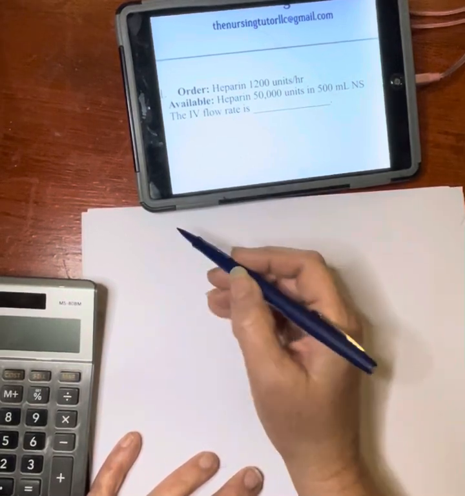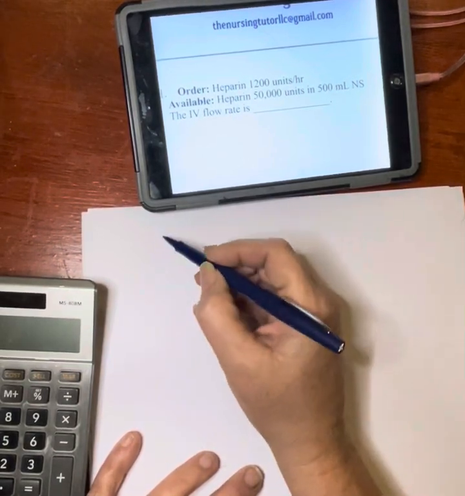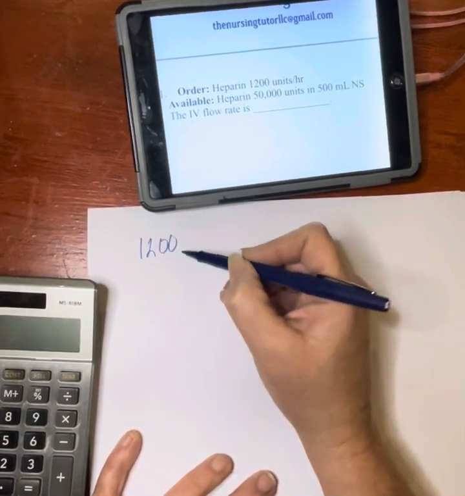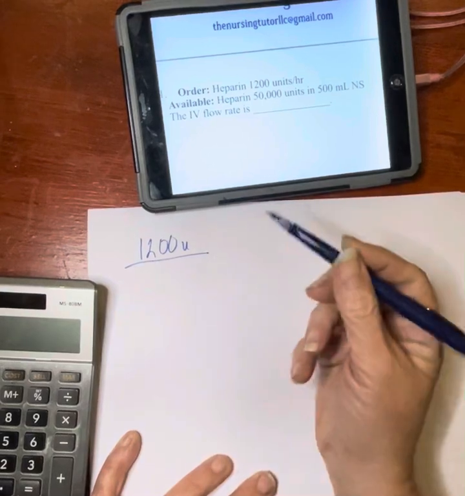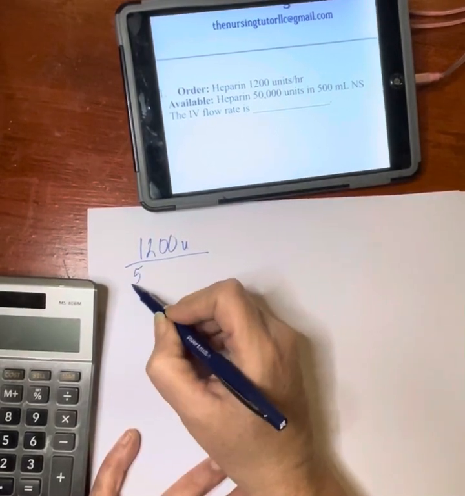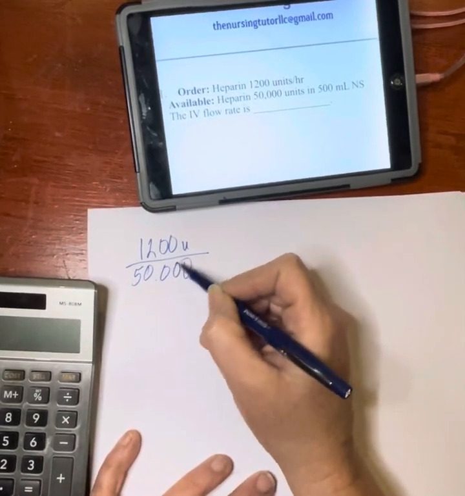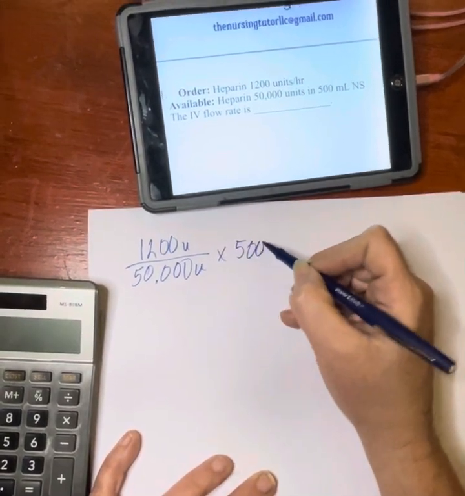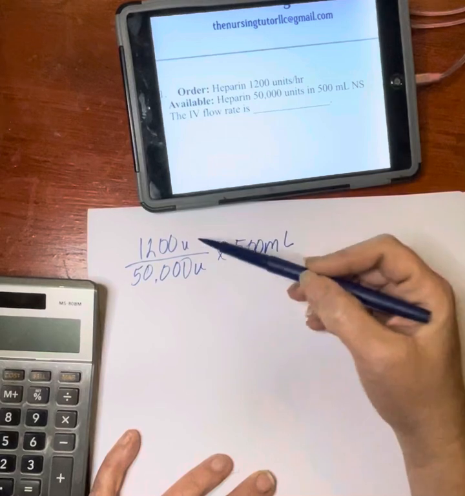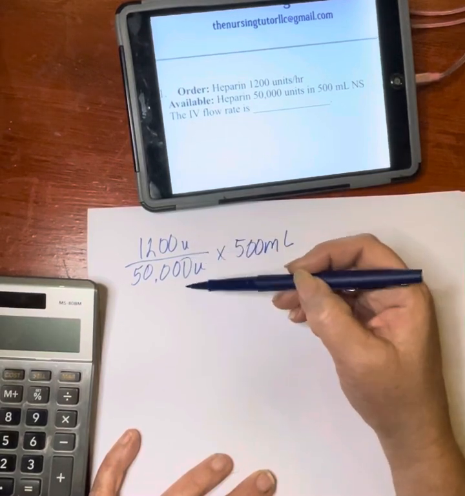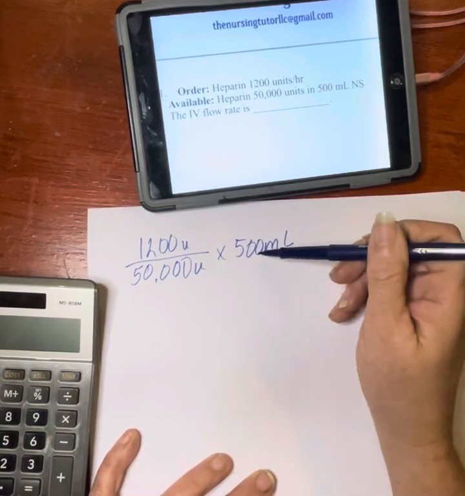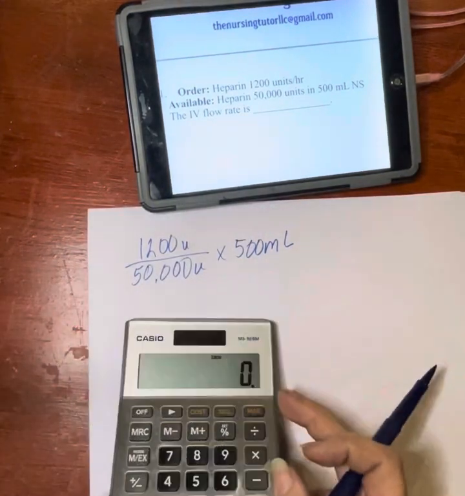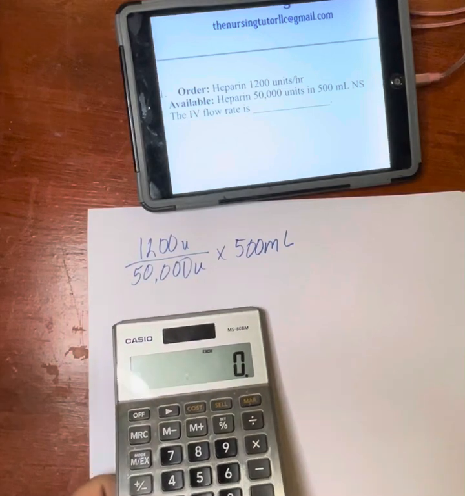Watch. What he wants, just pay particular attention to your zeros, all right? He wants 1,200 units. I'm going to put it like that. What I have is 50,000 of them units in 500 milliliters. And then this fraction tells you this divided by that times that. And I want you to count your zeros. You hear? Or she'll mark it wrong, dadgummit.